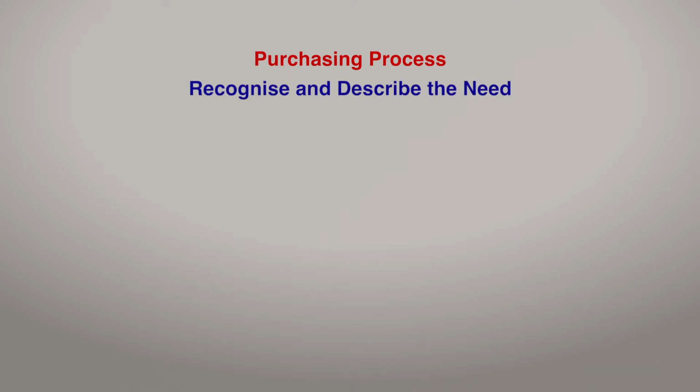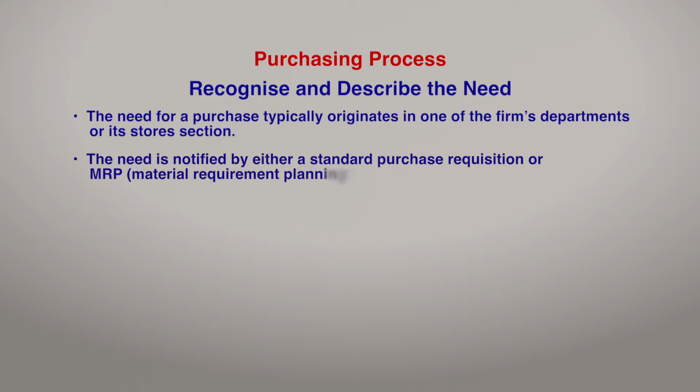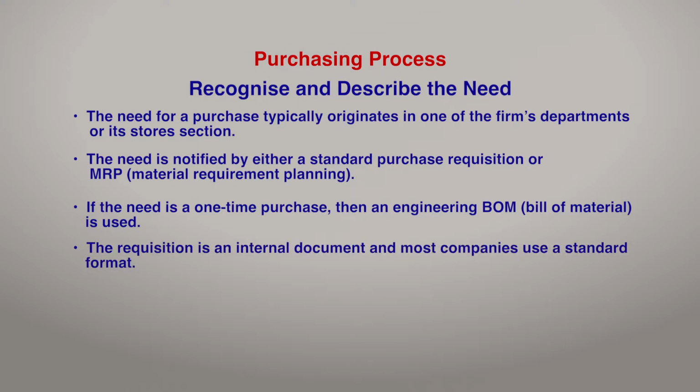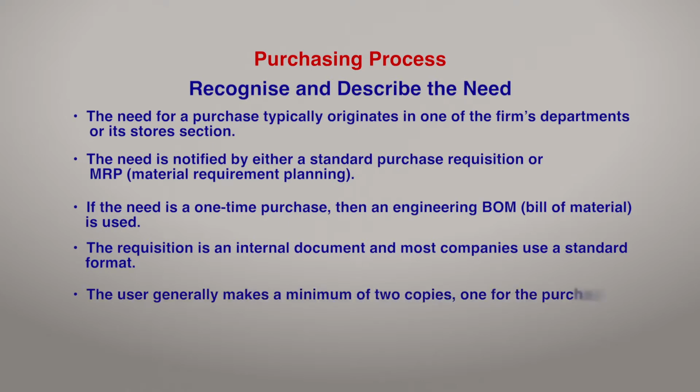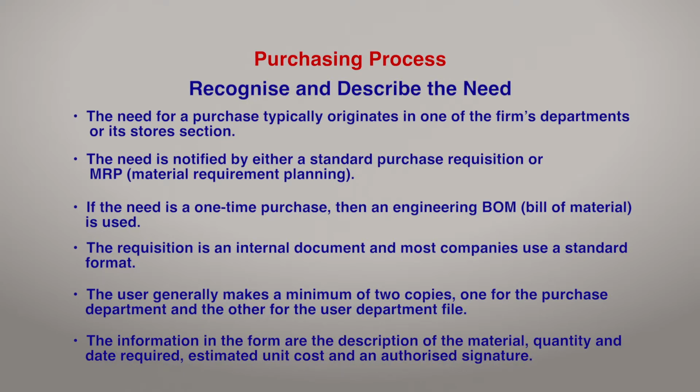The first step, recognize and describe the need, is triggered by the firm's department or its stores section. The need is notified by either a standard purchase requisition or a material requirement planning. If the need is a one-time purchase, then an engineering bill of material is used. The requisition is an internal document and most companies use a standard format. The user generally makes a minimum of 2 copies, one for the purchase department and the other for the user department file. Normally, the information in the form includes the description of the material, quantity, the date required, estimated unit cost and the authorized signature.